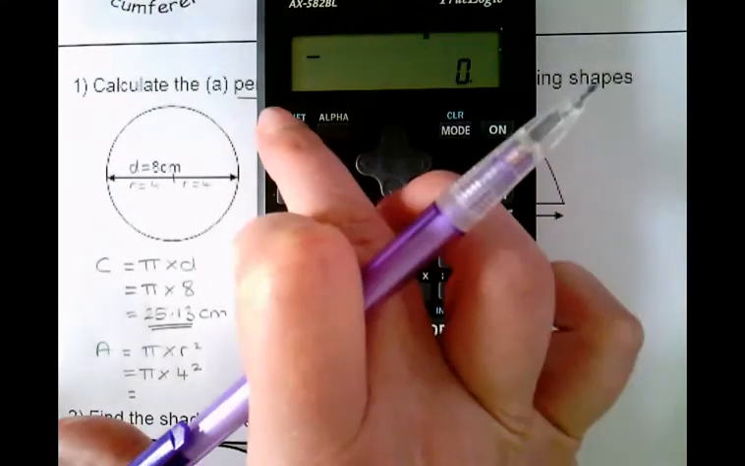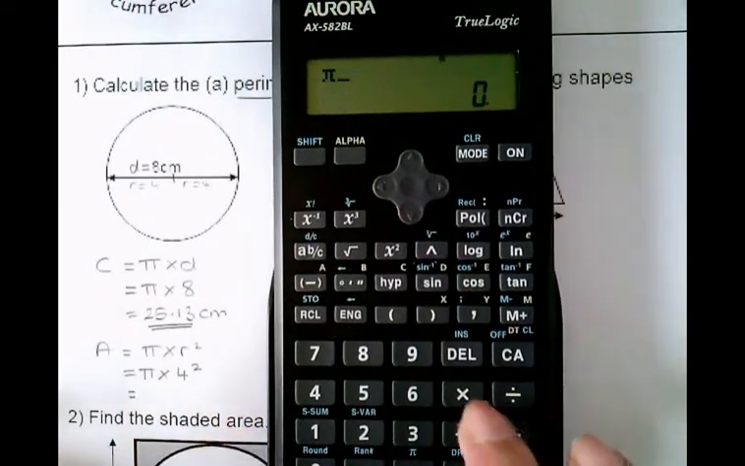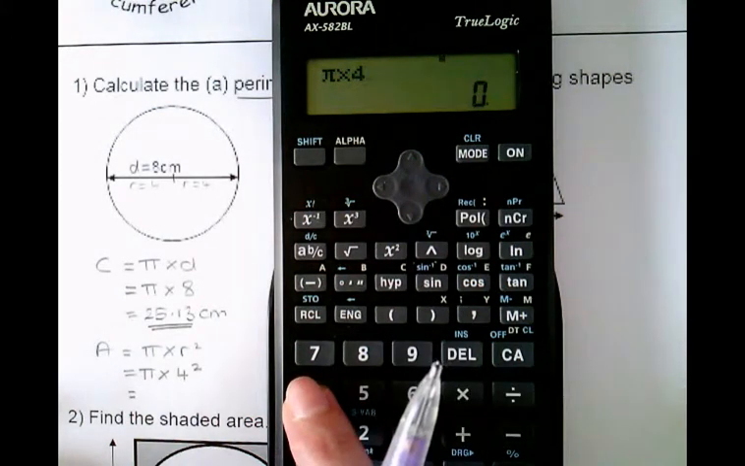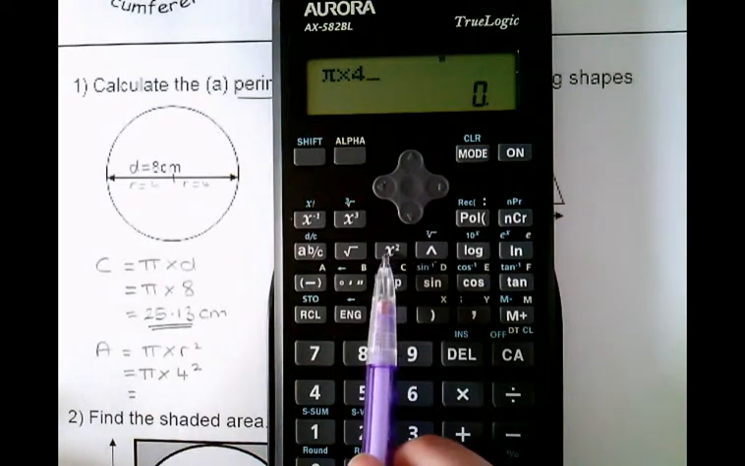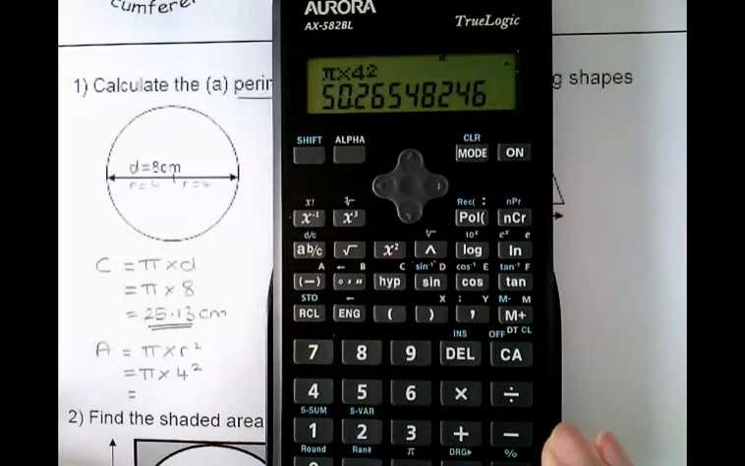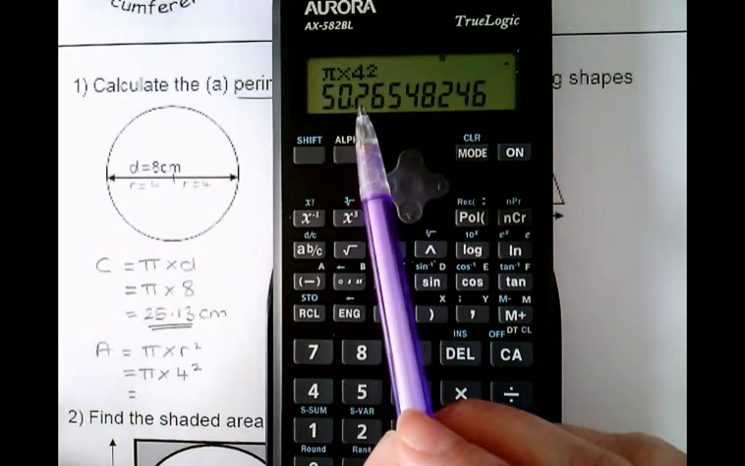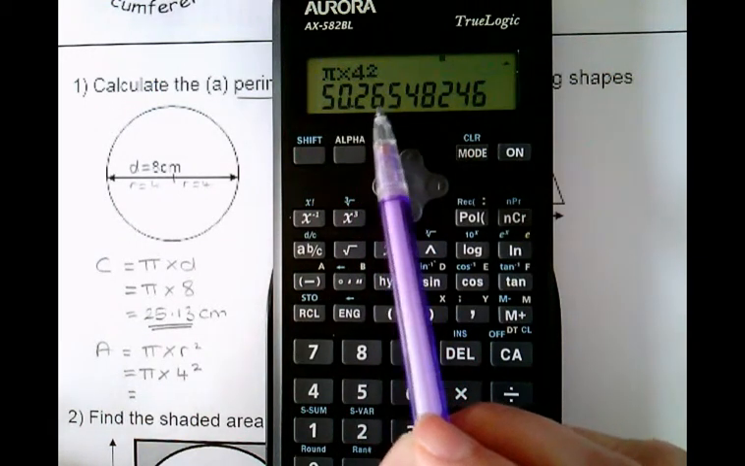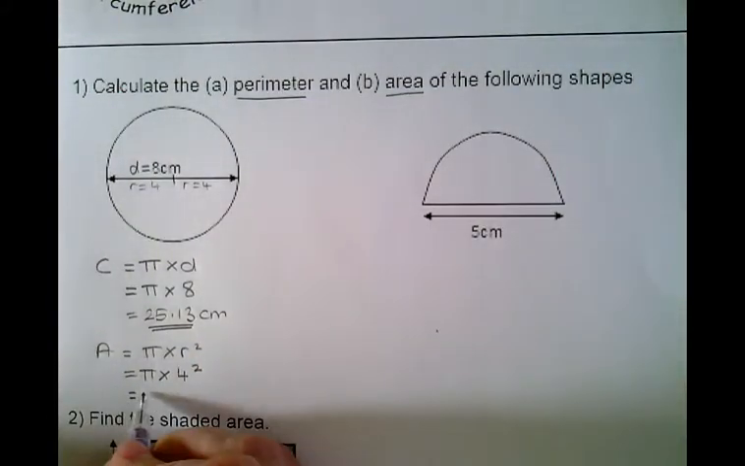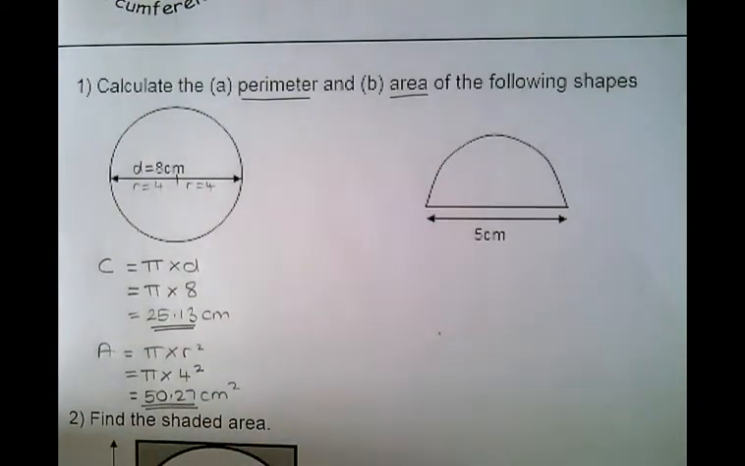So I'm going to do shift and then the middle bottom button to get the pi symbol up, and then times by 4. And if you don't know where your squared button is, then just times by 4 again. But there's my squared button there. So I'm just going to press the squared button and then equals. And then round that to 1 or 2 decimal places. I'll stick with 2 decimal places, so 50 point, and then the 2.6 would go up to a 2.7 because of this 5 after it. The 6 goes up to 7. So 50.27. 50.27 centimetres squared, because it's an area and areas are always squared.